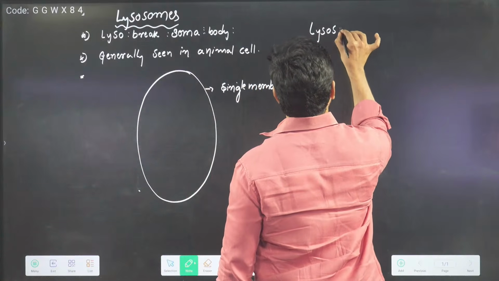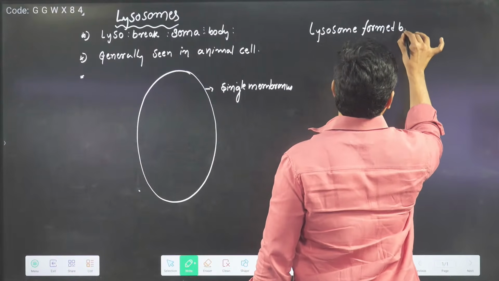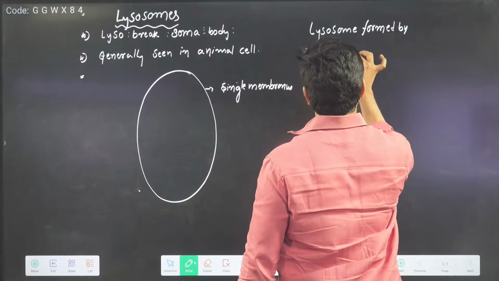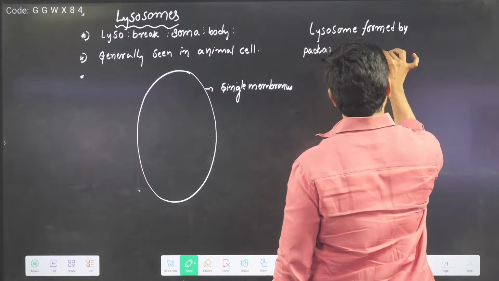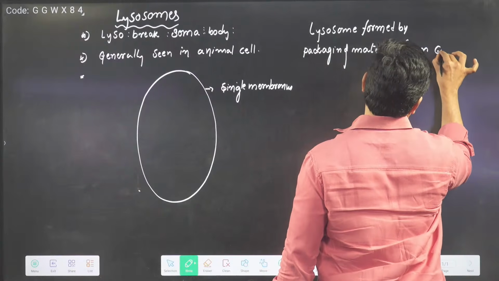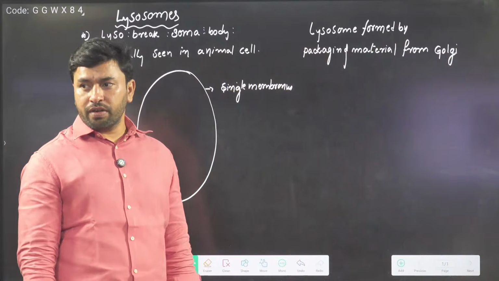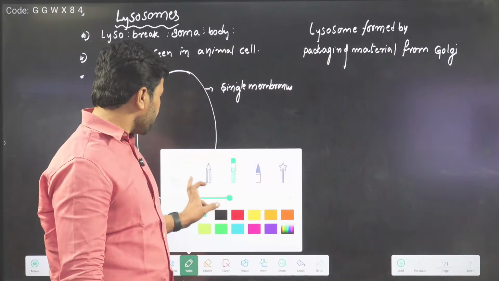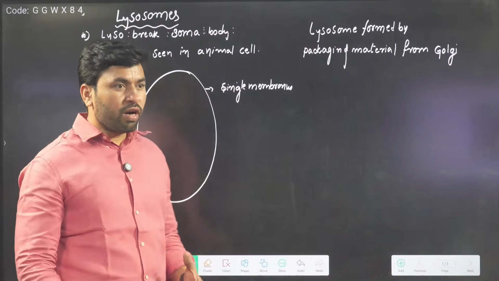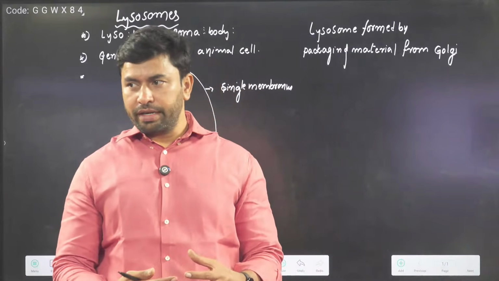Okay, lysosomes are formed by packaging of material from the Golgi complex. Okay, you are saying the Golgi complex is the origin center for lysosomes. Okay, done. If the Golgi complex is the origin center for lysosomes, then what would be the material packed in the Golgi complex that makes our lysosomes?